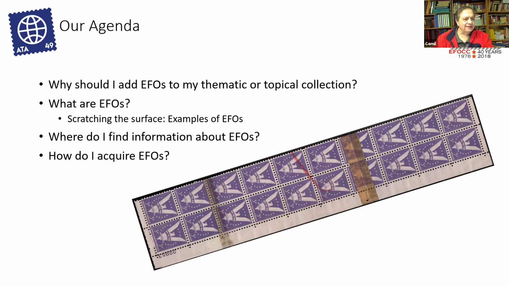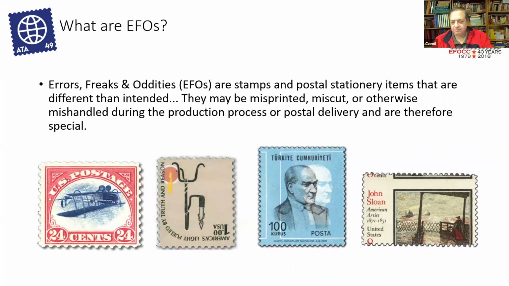Let me get started by giving you a definition. And this is the last formal definition that I will give essentially. EFO stands for errors, freaks, and oddities. These are essentially philatelic items like stamps and postal stationery that somehow are different than intended. Typically, they may be misprinted, maybe they are miscut, maybe the perforations are not right. Lots of things can go wrong because it's very complex actually to print a stamp.